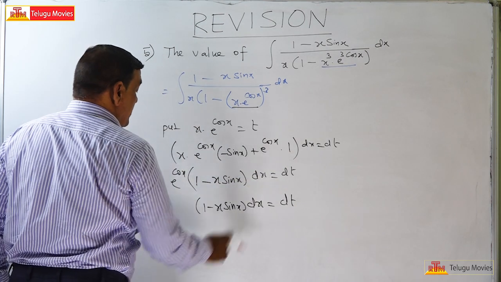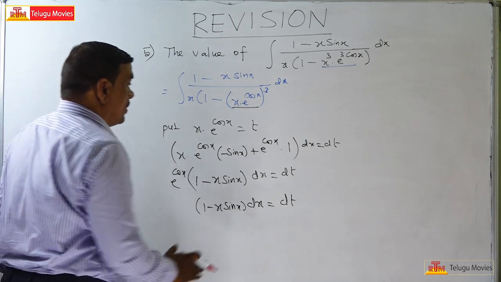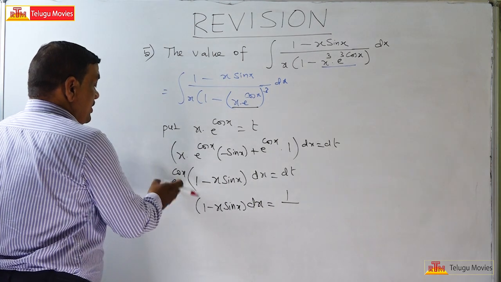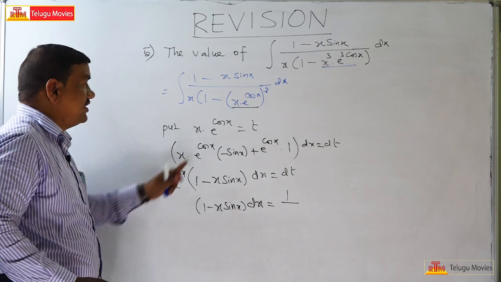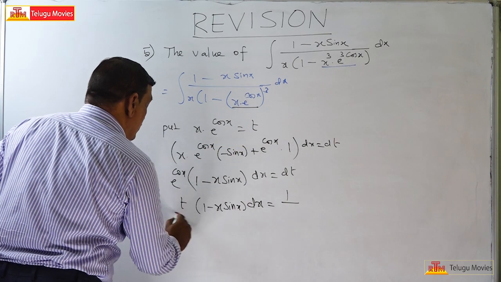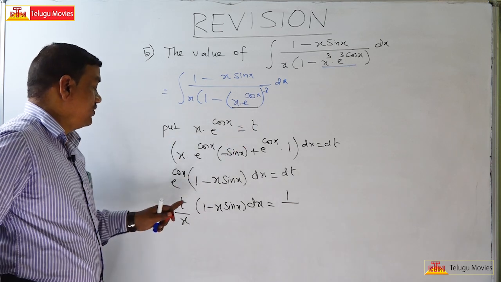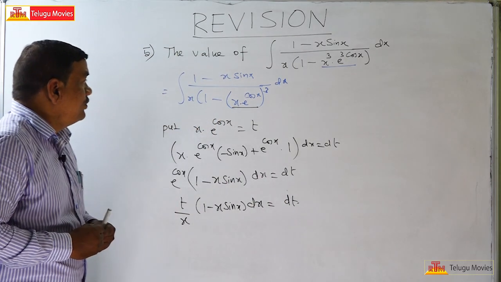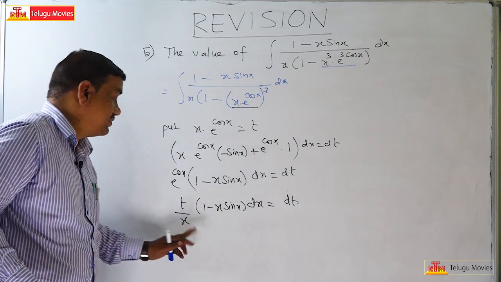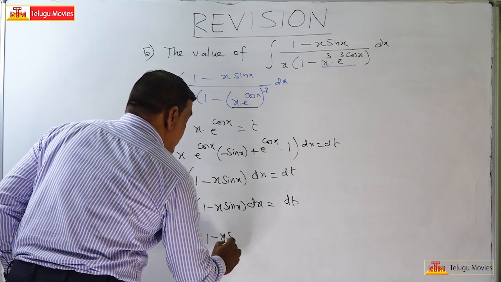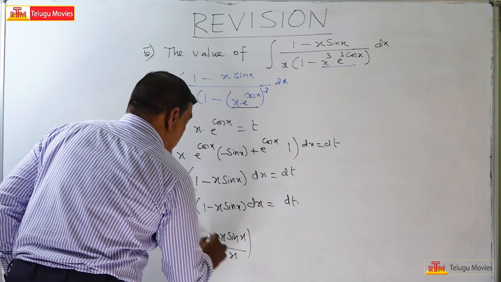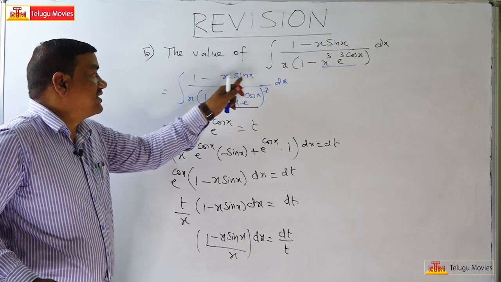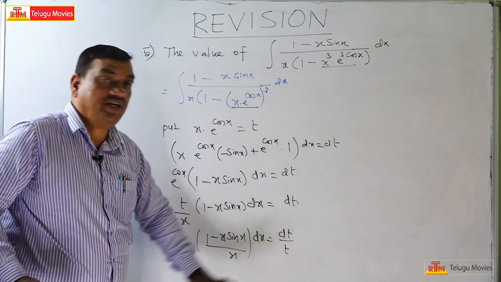So e power cos x is equal to t by x, and dx is equal to dt. From this you see, (1 minus x sin x) by x dx is equal to dt by t. So (1 minus x sin x) by x dx is equal to dt by t.